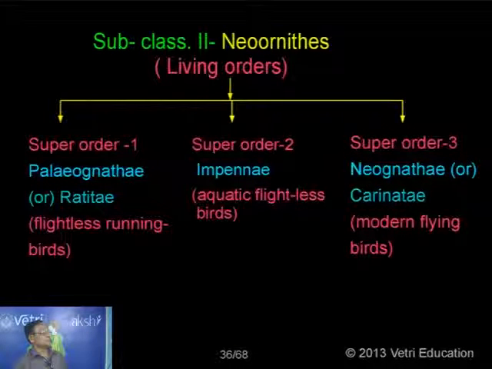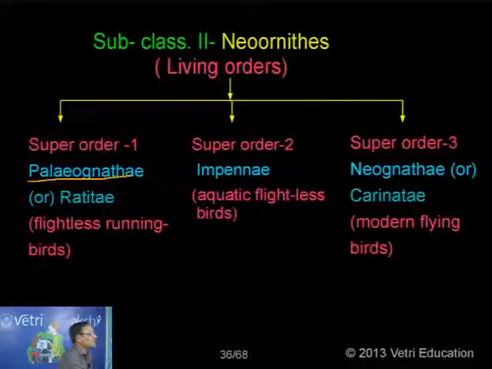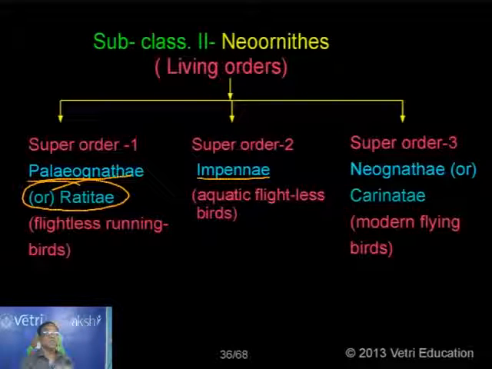Now, subclass Neornithes. Though we have a number of orders, it includes only three living groups. Number one, superorder Palaeognathae, some ancient birds. These include ratites, which are flightless running birds. The second one, superorder Impennae, also includes flightless birds, but these are aquatic birds.